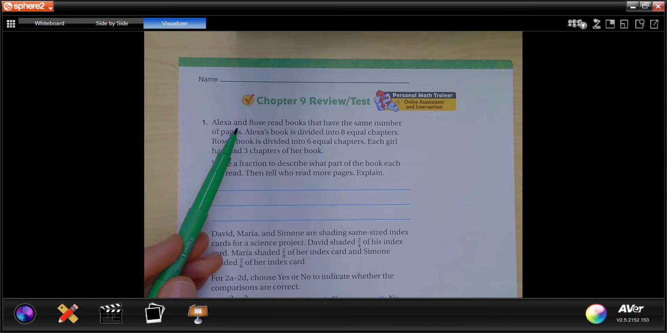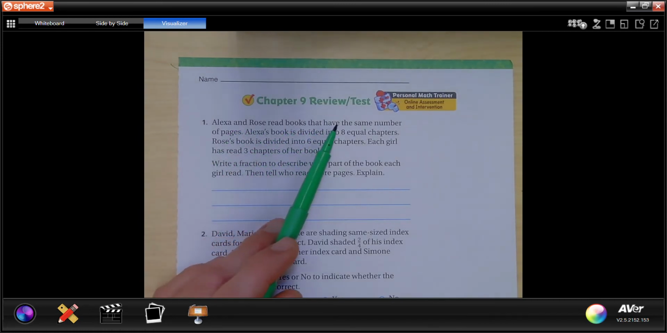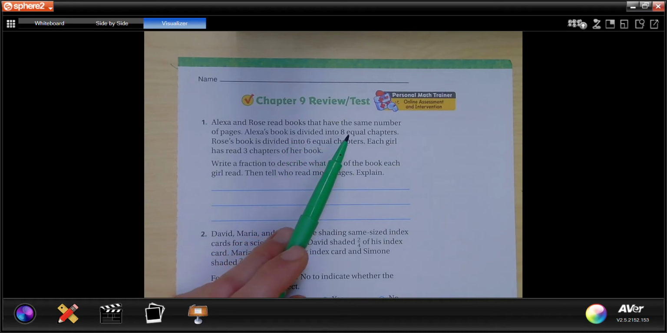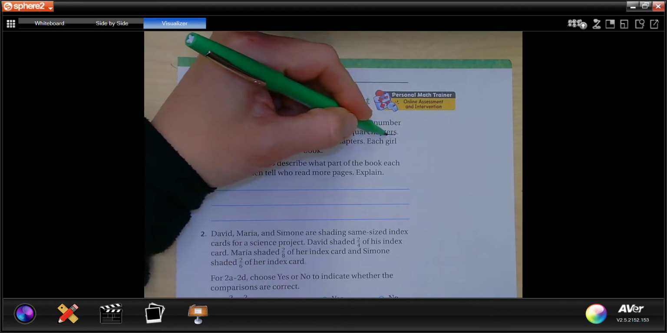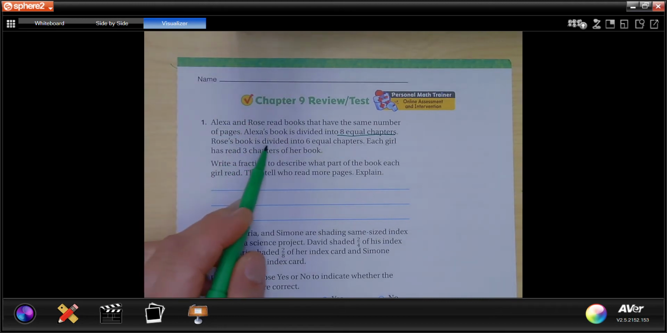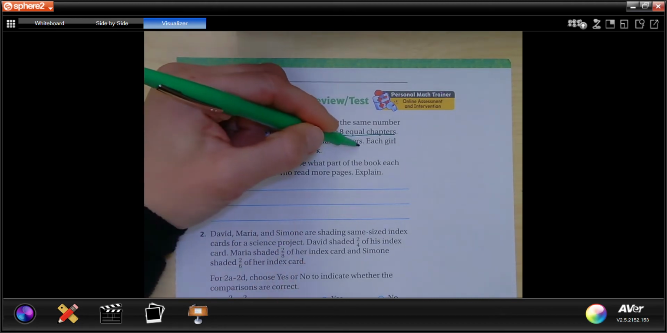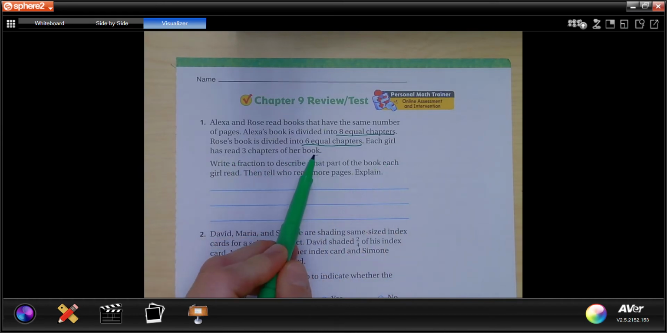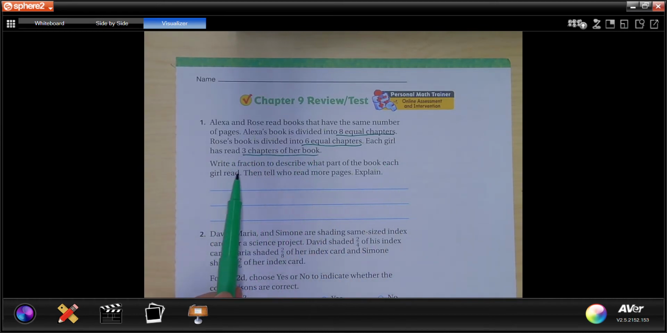Number 1. Alexa and Rose read books that have the same number of pages. Alexa's book is divided into 8 equal chapters. Rose's book is divided into 6 equal chapters. Each girl has read 3 chapters of her book. Write a fraction to describe what part of the book each girl read. Then tell who read more pages. Explain. Okay, well let's write fractions to describe what part of the book each girl read.